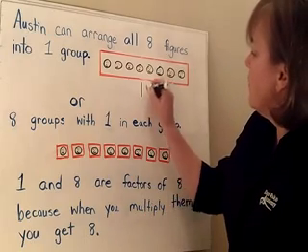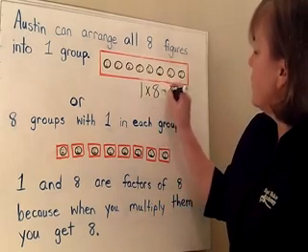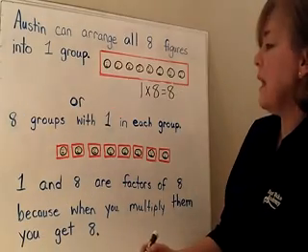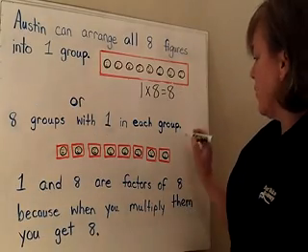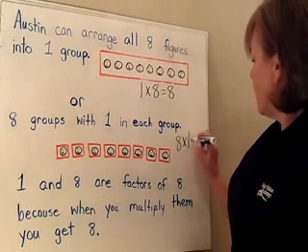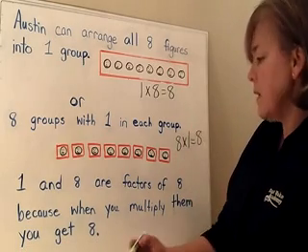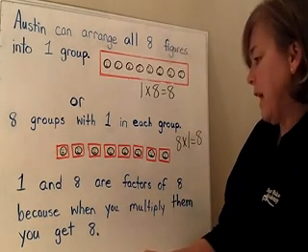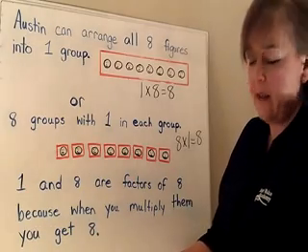So you have one group times 8 in a group equals 8. Or he could have 8 groups with 1 in each group, which we know is 8 groups times 1 in a group. We still have 8. So 1 and 8 are factors of 8 because when you multiply them, you get 8.